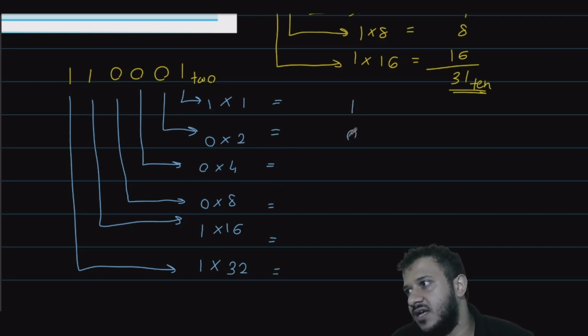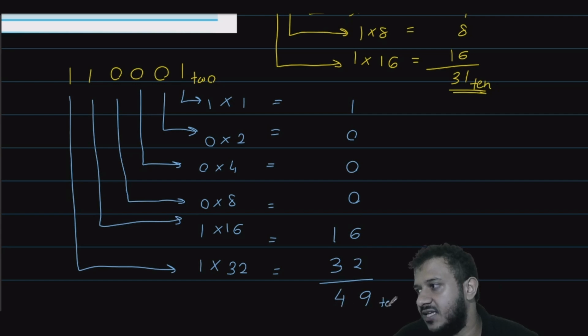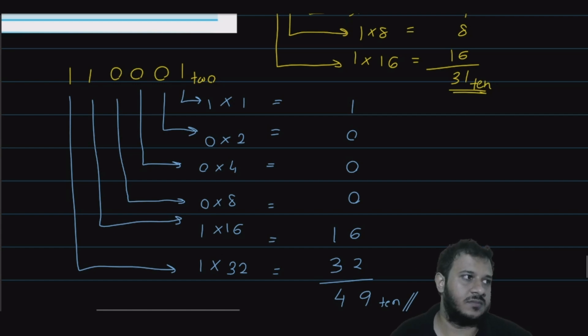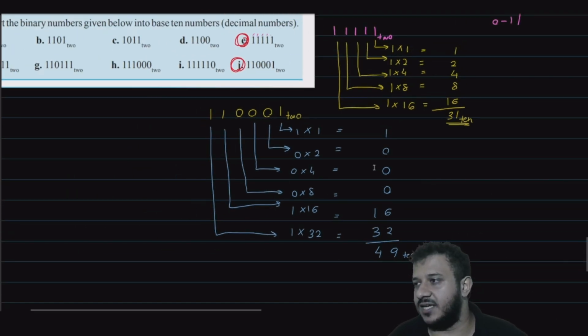That's going to be a 1 and a 0 and a 0 and a 0 and a 16 and a 32. And that will give us a 9 and a 4. 49 base 10 is the answer. Everybody good with that? No problems? Yeah? Alrighty.